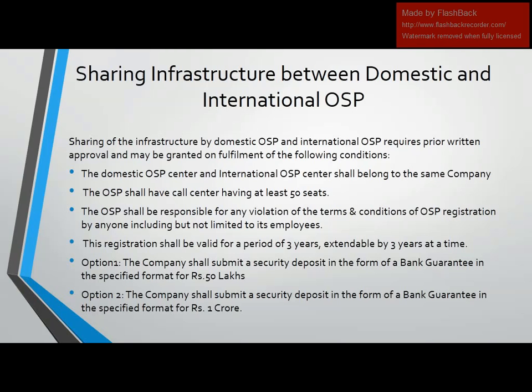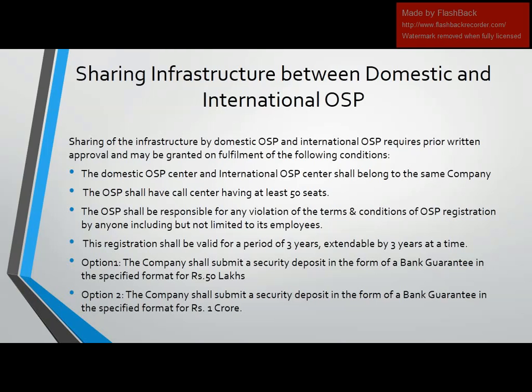Sharing of the infrastructure by domestic OSP and international OSP requires prior written approval and may be granted on the fulfillment of the following conditions. The domestic OSP center and international OSP center shall belong to the same company. The OSP shall have a call center having at least 50 seats.